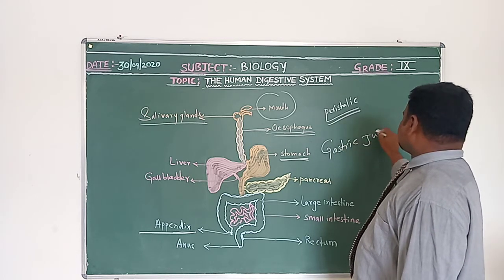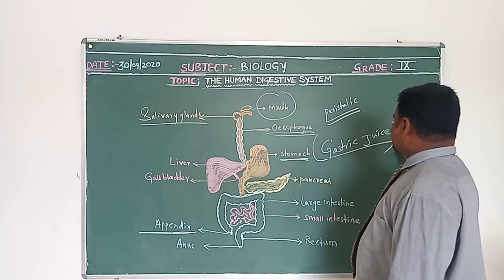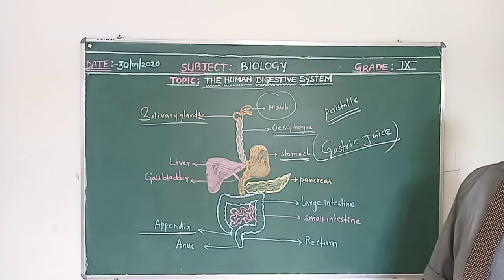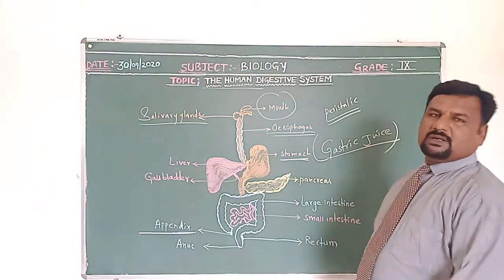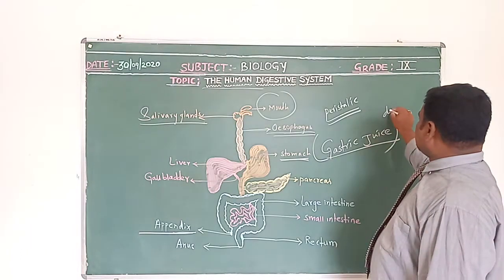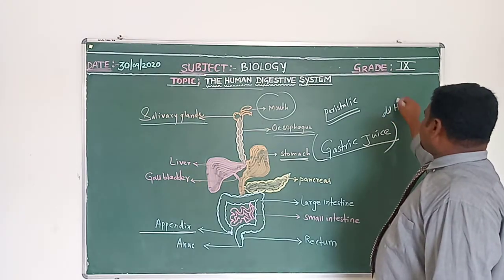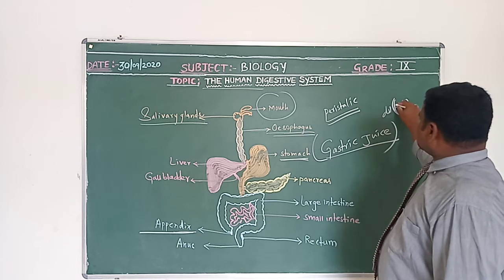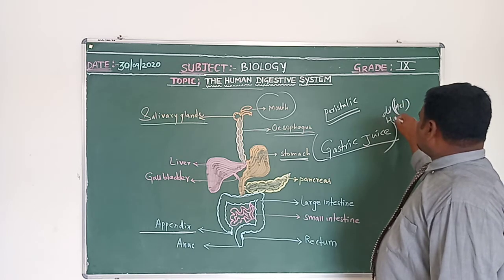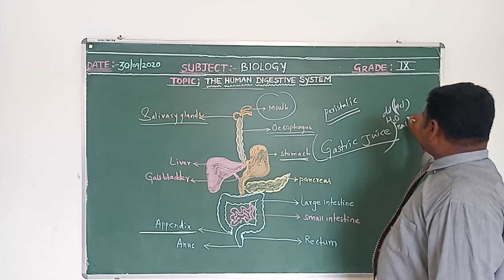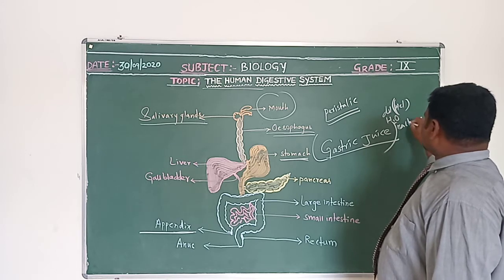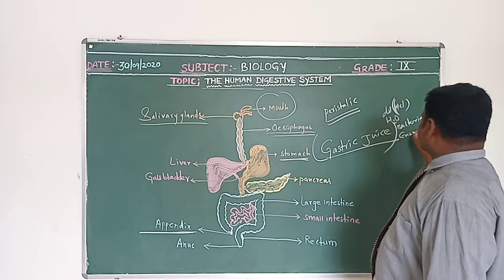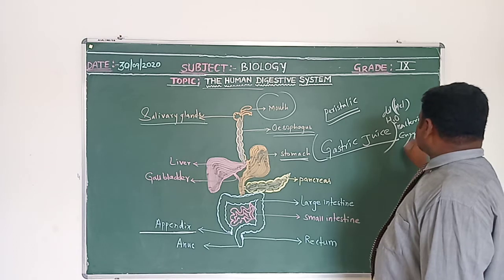Which juice is present in the stomach? Gastric juice. What is the chemical composition of gastric juice? The gastric juice has dilute HCl, dilute hydrochloric acid, and water, and bacteria, and enzymes. What are the two enzymes that will be there?